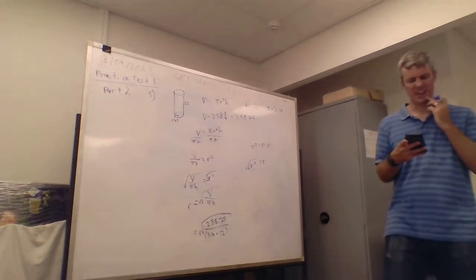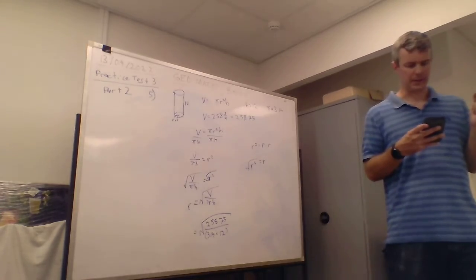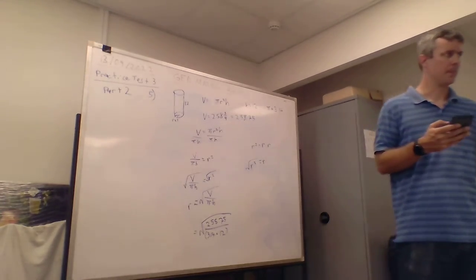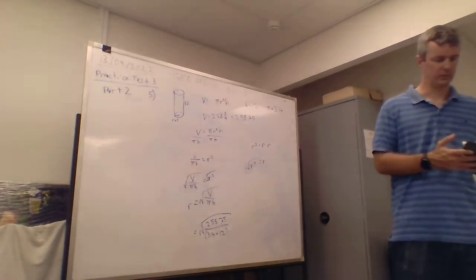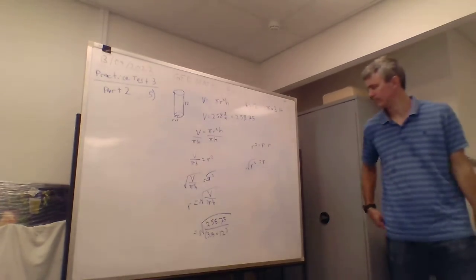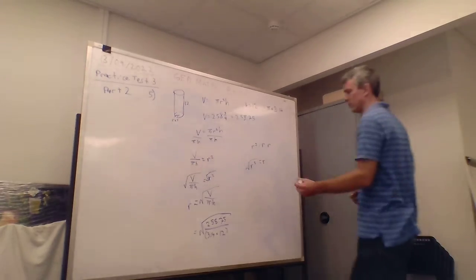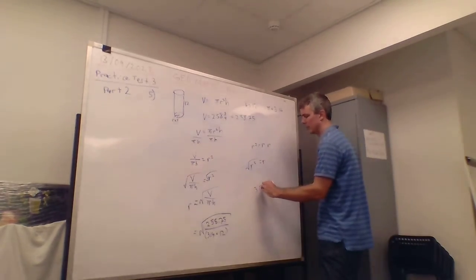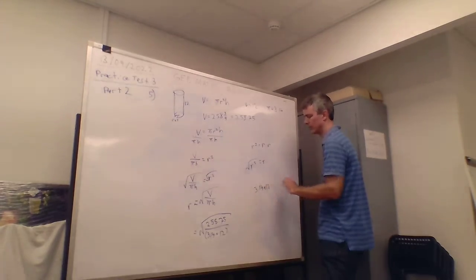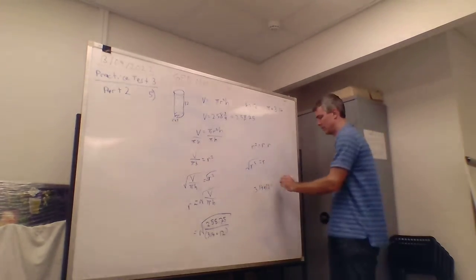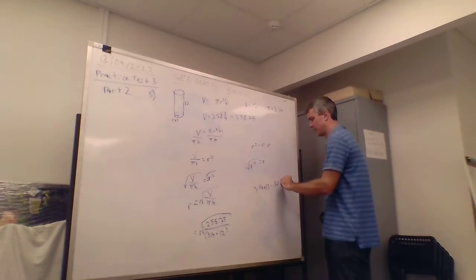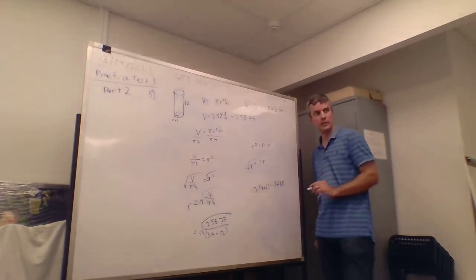6.8. Let's see what you got. It's not quite what I got. How did you get there? So we can do it together. So first let's do 3.14 times 12. What does that equal? 37.68. Okay. Yeah, that's what I got.